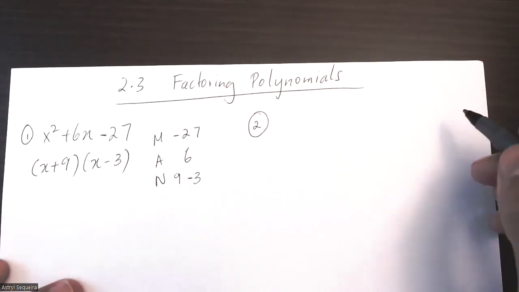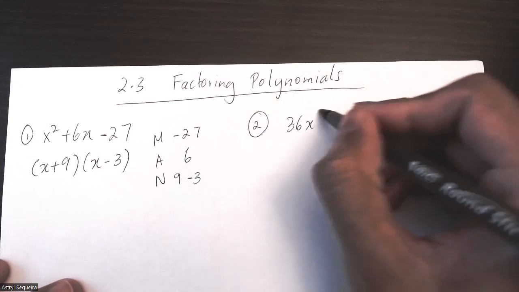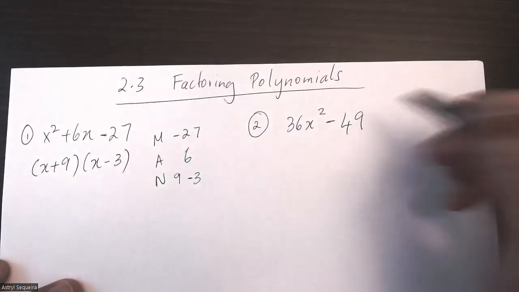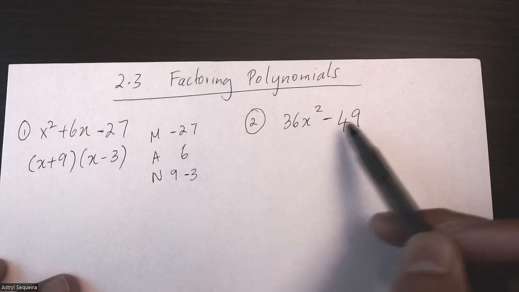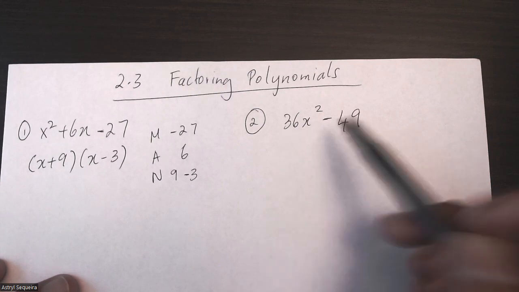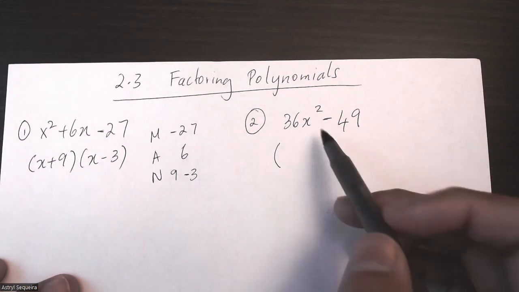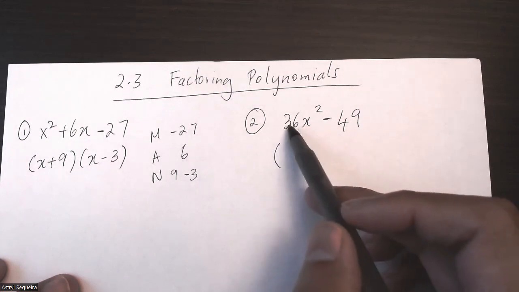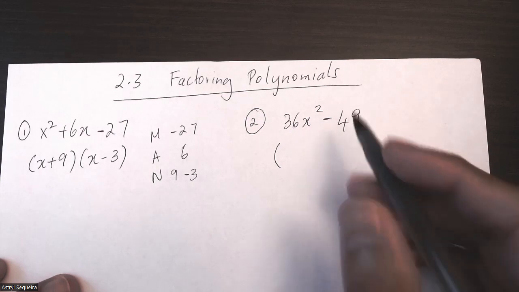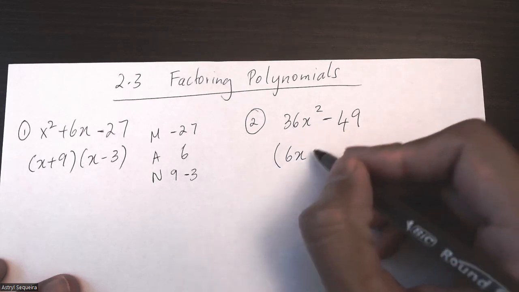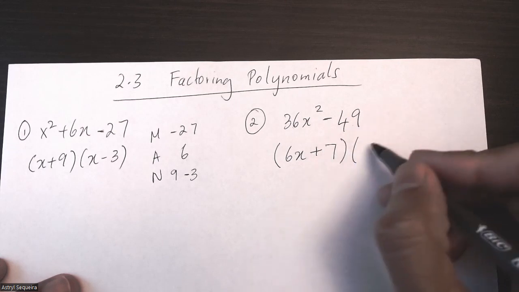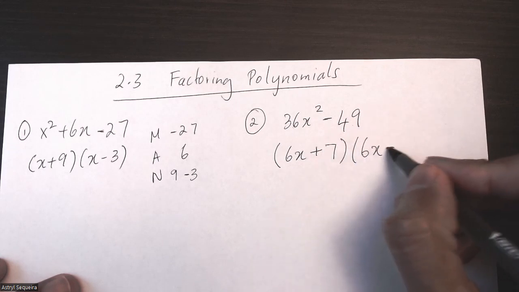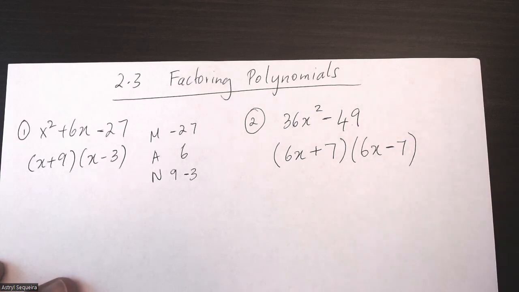Second question is 36x squared minus 49. So again, this is just a simple difference of squares question from grade 10. Both these terms are square rootable, and the sign is a negative in the middle, which means we can do difference of squares. So for difference of squares, you just want to square root the first term. So square root of 36x squared is just 6x. Put a plus sign. Square root of 49 is 7. And then the second factor is the same, except we change the sign to a negative.